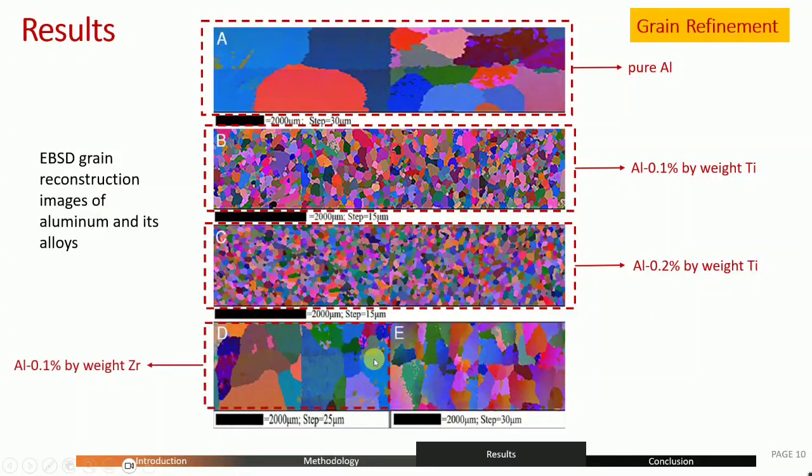Now, when they add zirconium at 0.1%, grain refinement is there compared to pure aluminum, but it is not as significant as when they are adding titanium. Similarly, if they increase the zirconium to 0.2%, it is finer compared to 0.1% zirconium, but it is not very effective compared to even 0.1% of titanium. So they have concluded that zirconium is not a very good refiner compared to titanium. So titanium is a very good refiner actually.